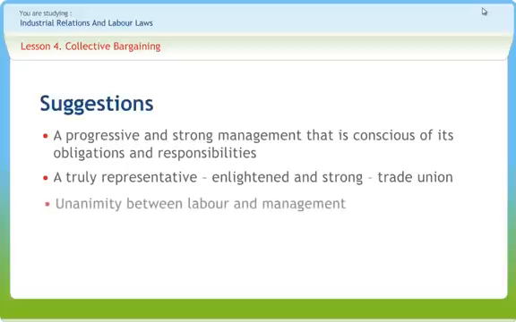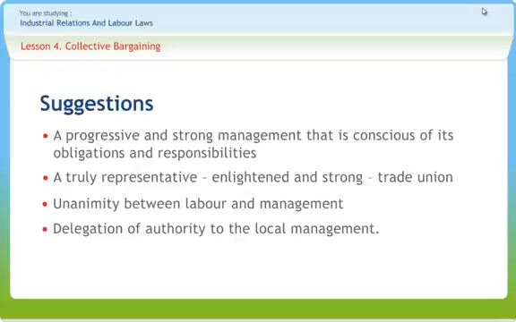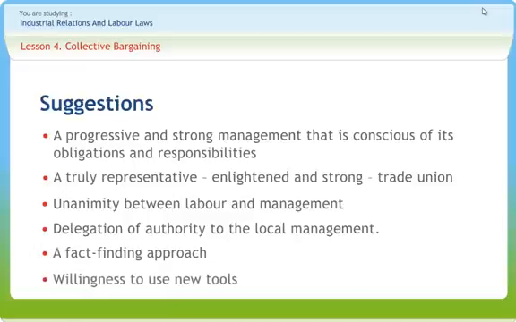There should be unanimity between labor and management on the basic objectives of the organization and a mutual recognition of their rights and obligations. When there are several units of the company, there should be a delegation of authority to the local management. A fact-finding approach and a willingness to use new tools should be adopted for the solution of industrial problems.